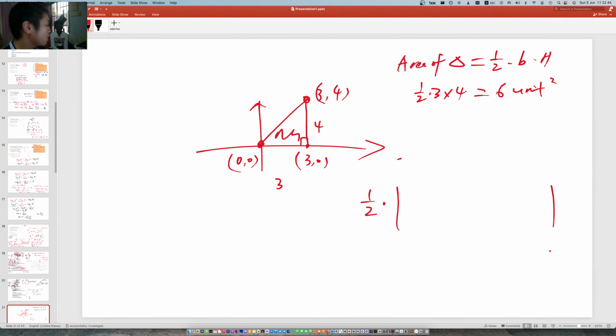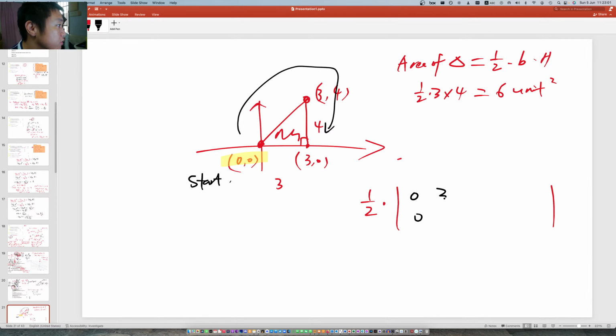Okay, half times the modulus. So you need to decide where you want to start from. When you start here, you end here. So start from (0, 0). Let's say you want to go this way: so it's (3, 4), then (3, 0), then back to (0, 0). Done. Actually, once you can get this out, that means you can already get marks.